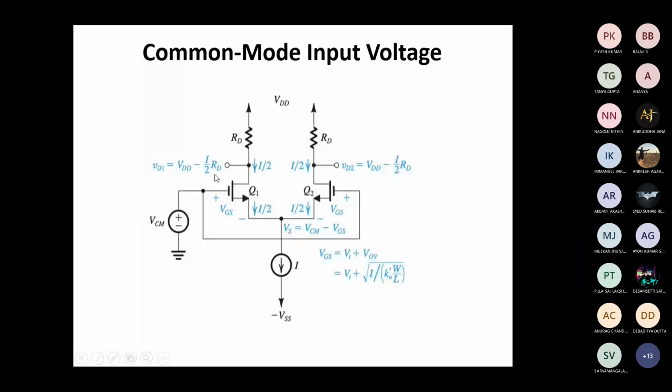Similarly, at Q2, the output voltage VD2 is again VDD minus I by 2 RD, since both sides are symmetric. Since we are giving equal voltage, we have the same current I by 2, so the drop is also the same. So what will be the difference of VD1 and VD2 here?